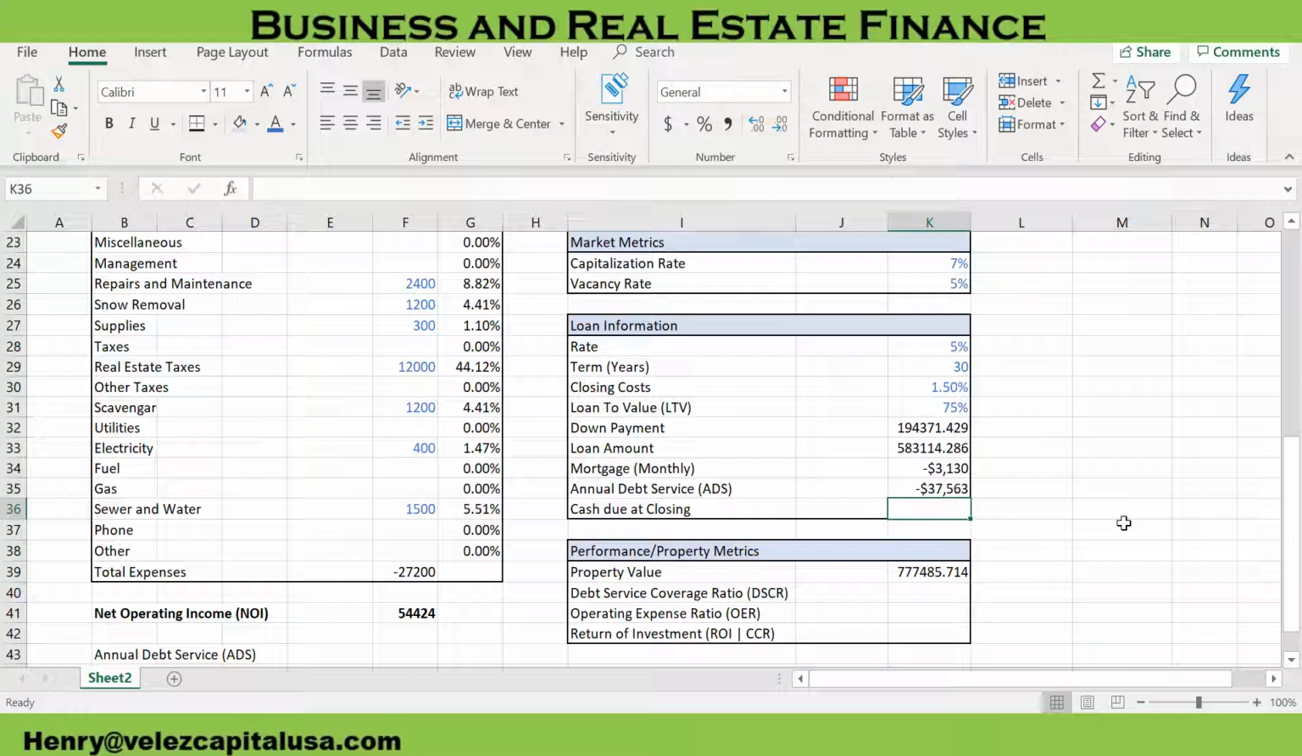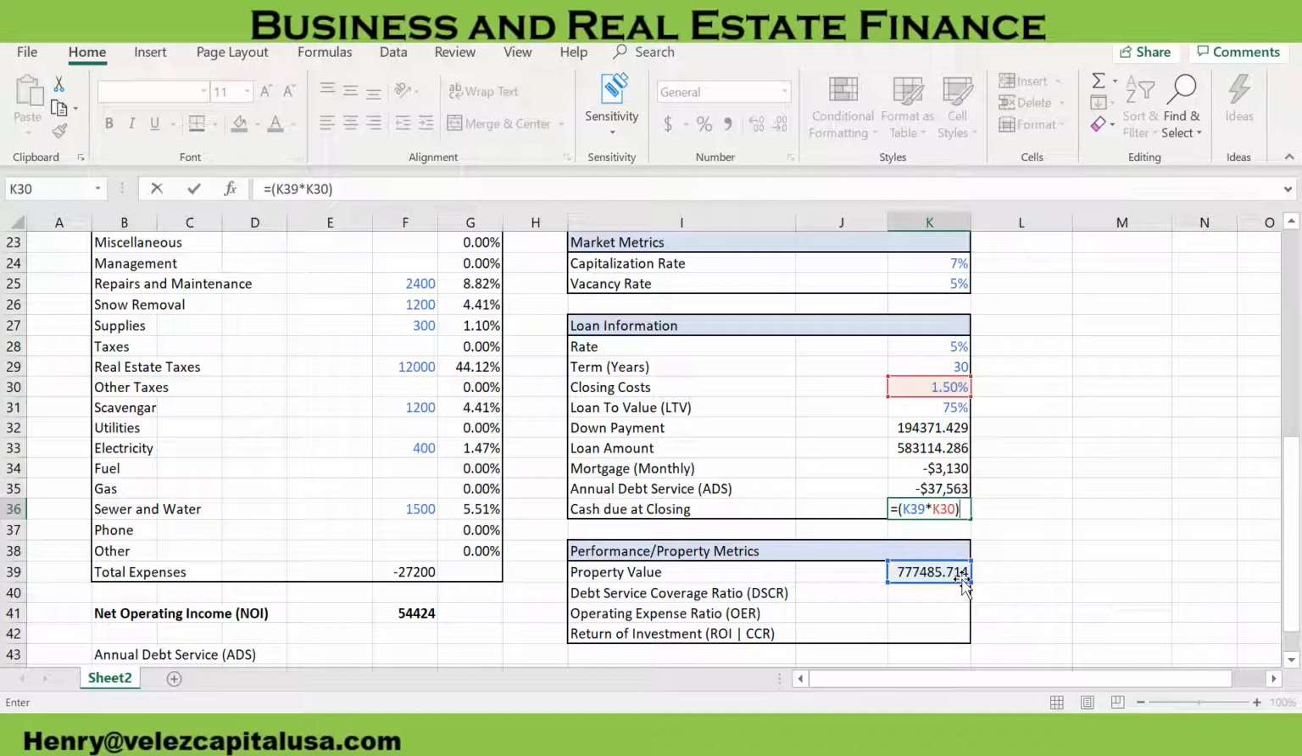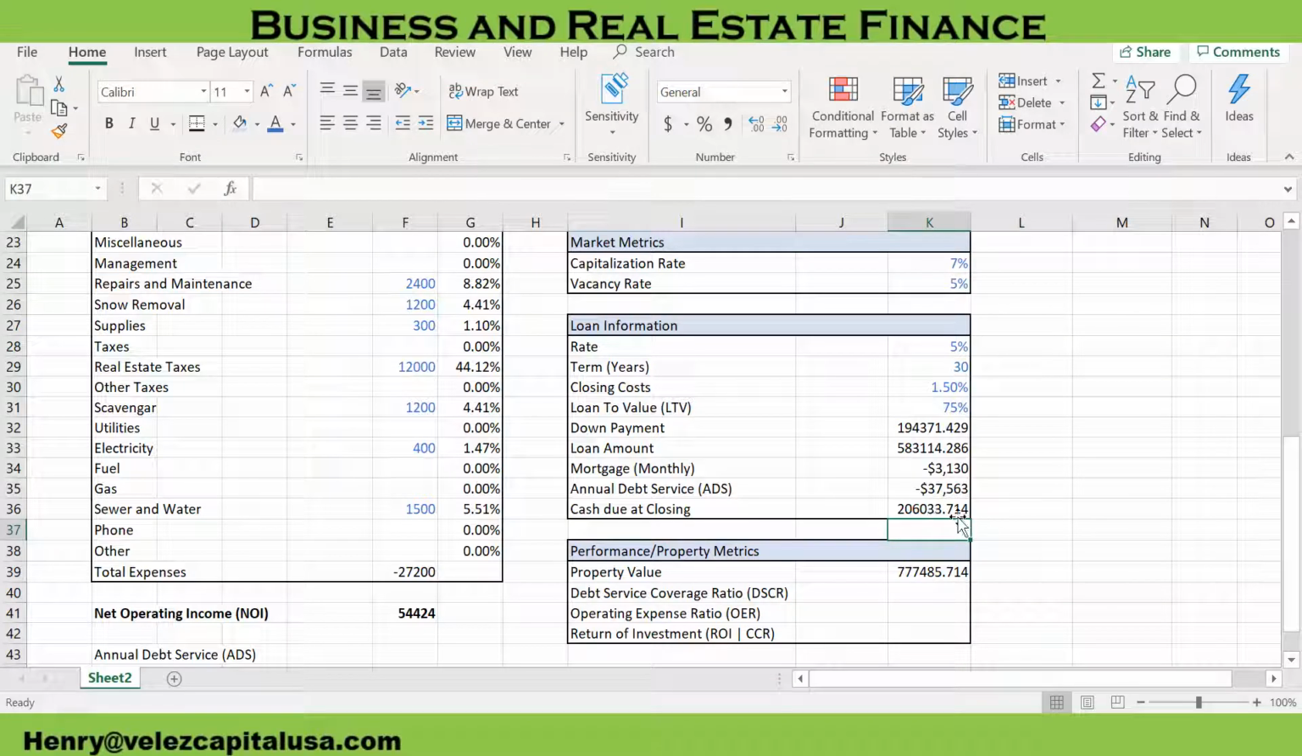So cash due at closing, we have 1.5% of the closing costs of the sale price plus the down payment. So the way we do that is we take the property value in parentheses times the closing cost. It's going to take 1.5% of the property value or acquisition, and you add in the down payment. So cash needed is $206,000. The 1.5% could be for loan origination fees, attorney costs, whatever. It could be 1% based off how you want to model it yourself.